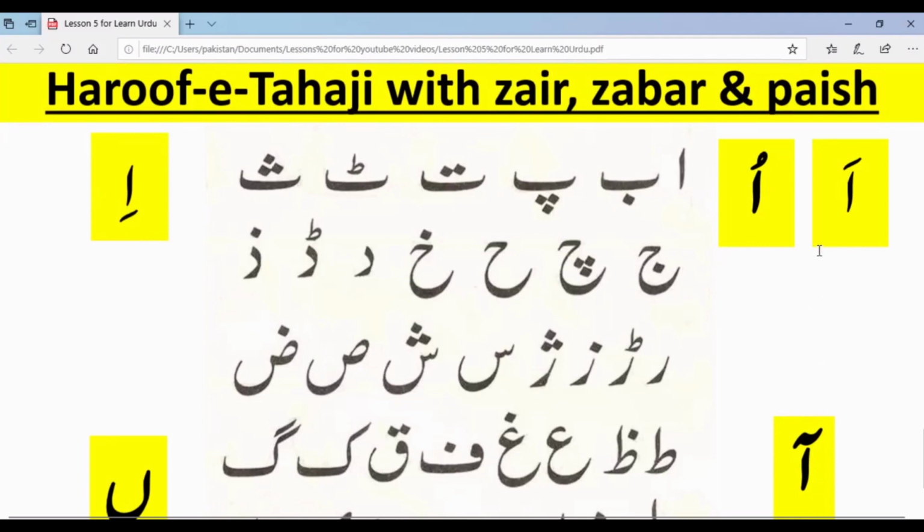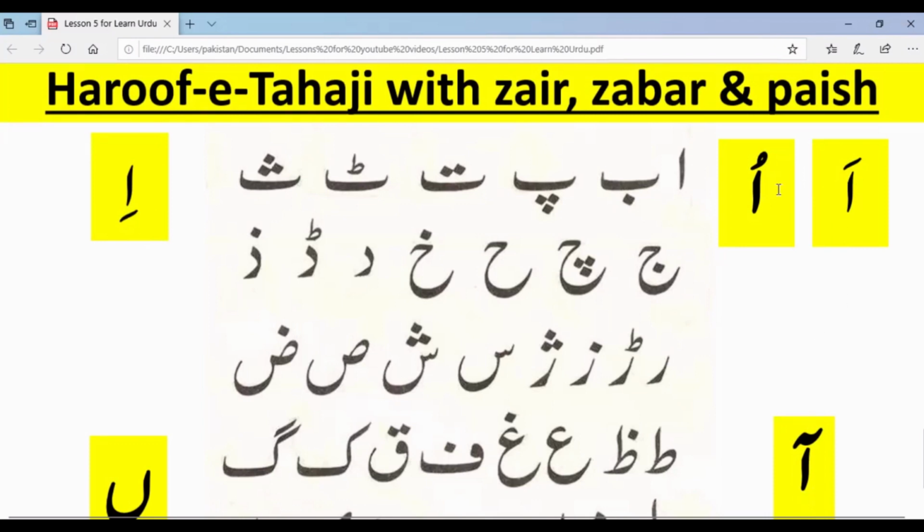So when we use Zabar at the top of alphabet, any alphabet, it will give us a short sound. So this will give oo sound, short oo, and this will give e sound, very short sound, e. So Alif Mad has long sound, right? So this is different.